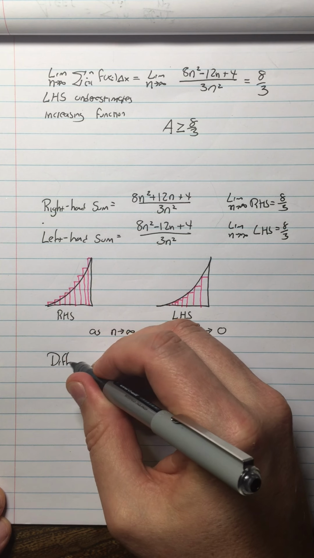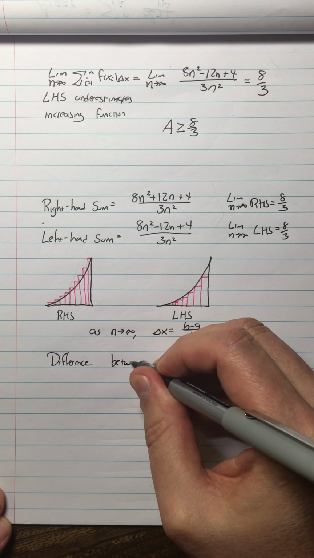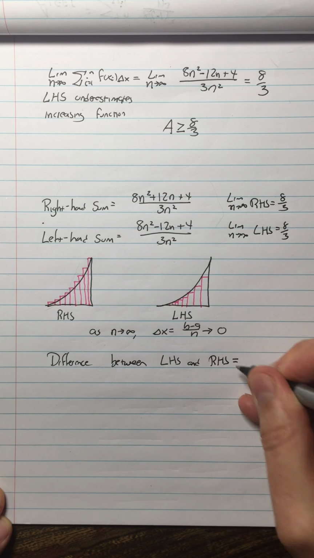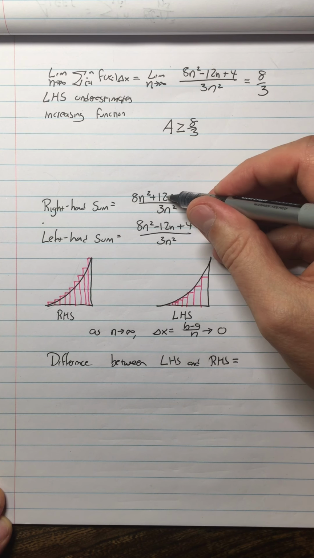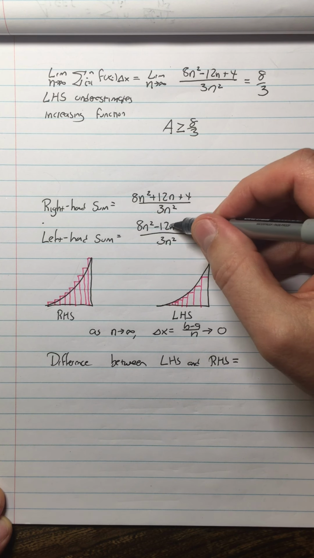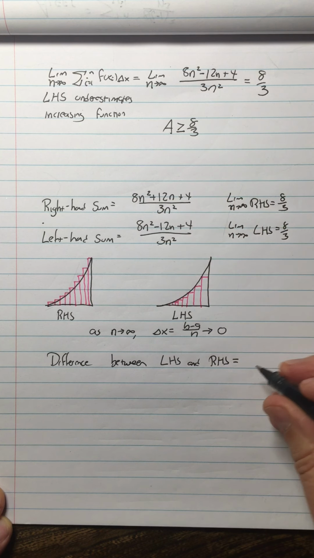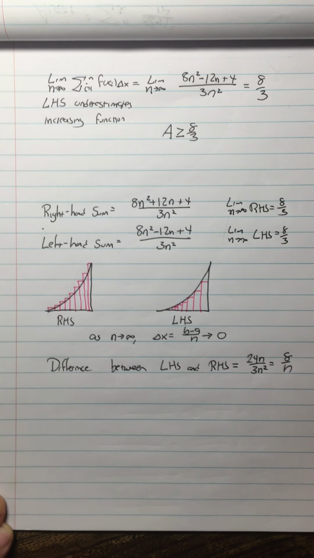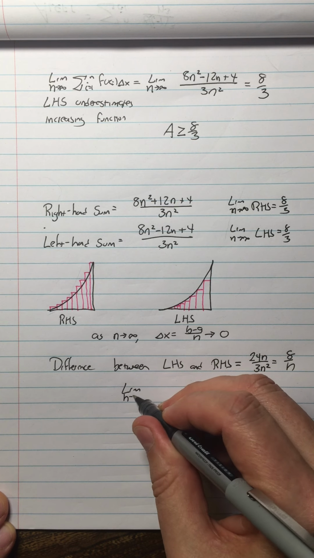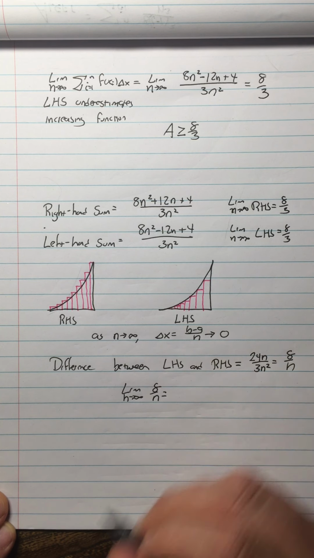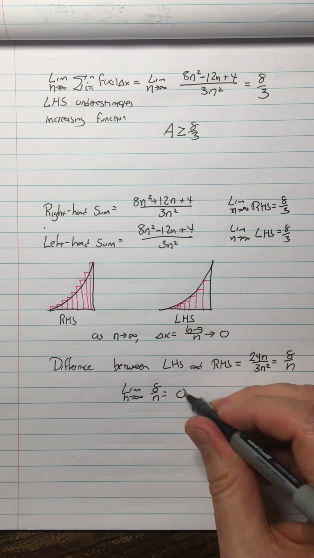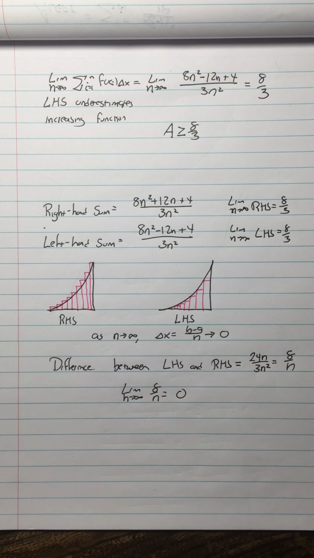The difference between the left-hand sum and the right-hand sum is between positive 12n and negative 12n over 3n squared. The difference between them is 24n over 3n squared, also known as 8/n. So what's the limit as n approaches infinity of 8/n? Why, it's 0, because the largest exponent is in the denominator.